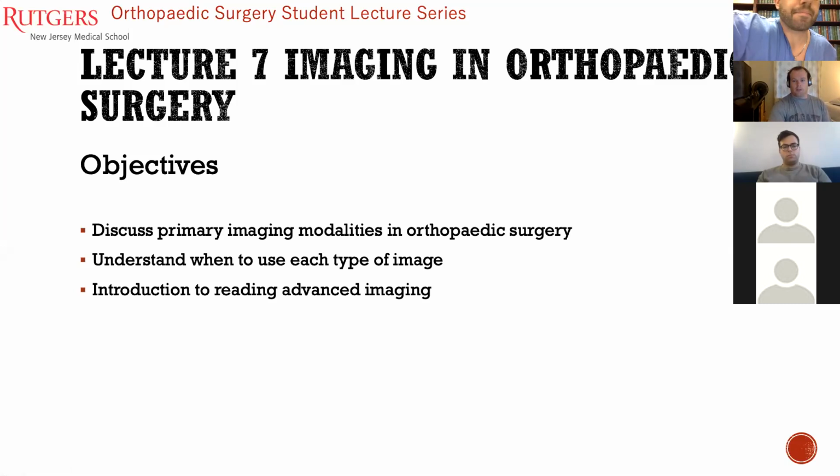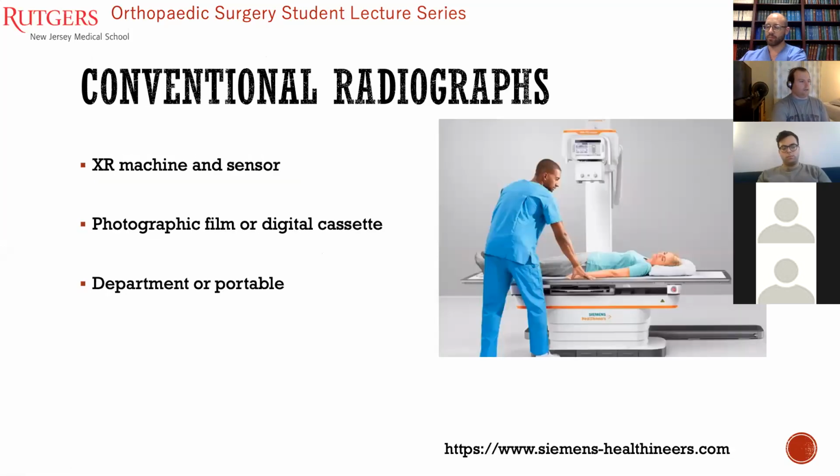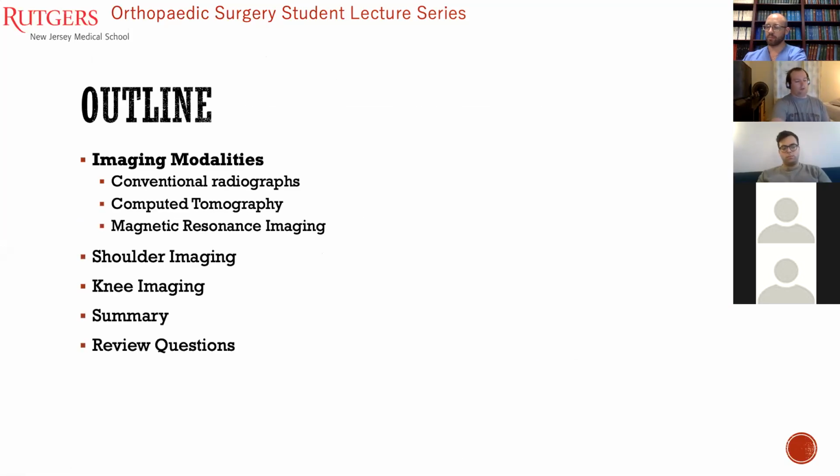In terms of reading imaging and what we're going to go over, we're going to focus on more of our sports medicine topics, so really shoulder and knee, in terms of X-ray, CT, and MRI. So the outline for tonight's talk is, again, going over the imaging modalities, what each one can give you, followed by going over some shoulder imaging and knee imaging, followed by a summary and then review questions.